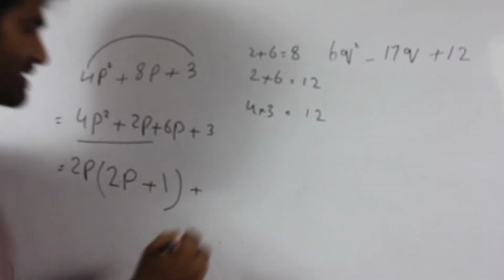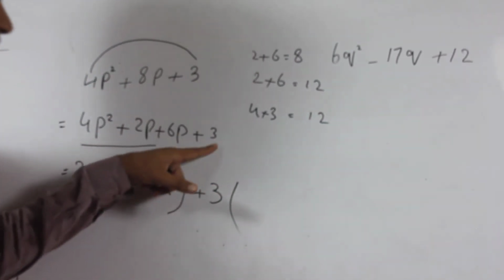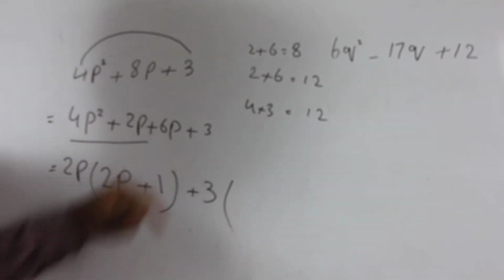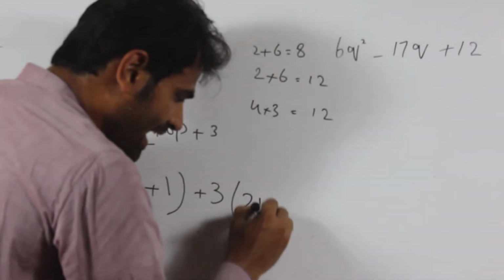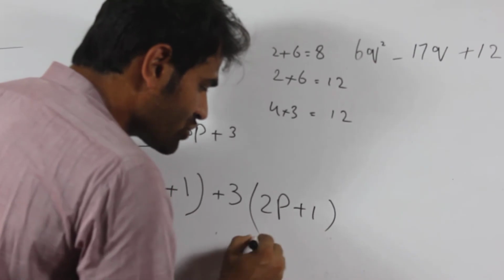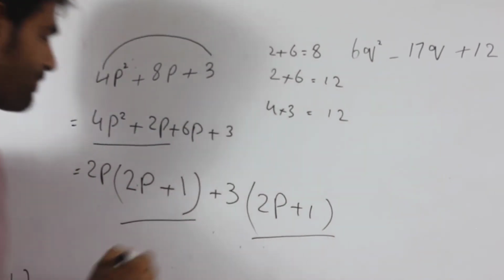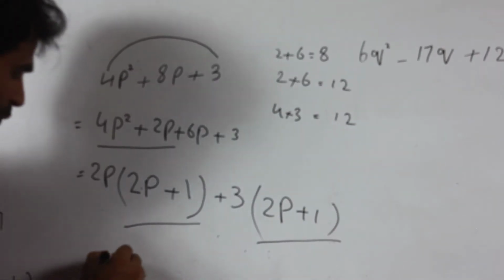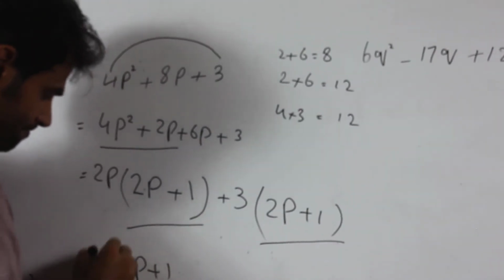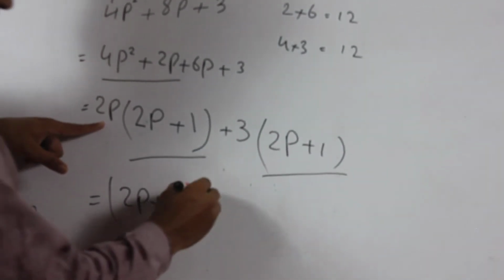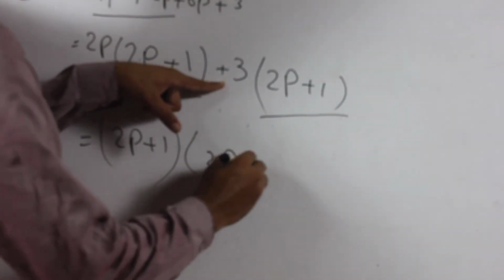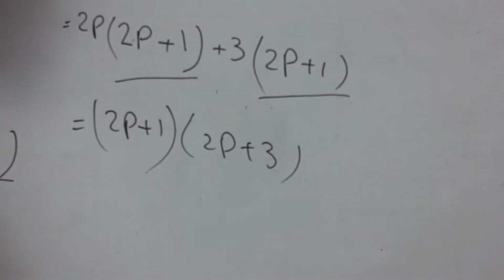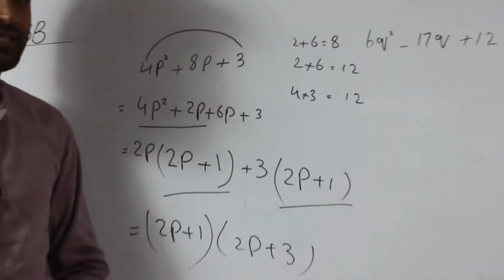Here common is 3. 3 divides 3 and 3 is also a factor of 6. So here common is 3: 3 twos are 6, and p plus 3 ones are 3. So again, in both terms 2p plus 1 is common. Then again I take 2p plus 1 common. Here left 2p and 3. So these are the factors of 4p square plus 8p plus 3.